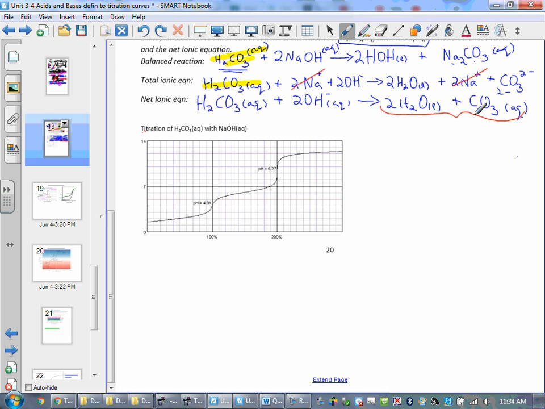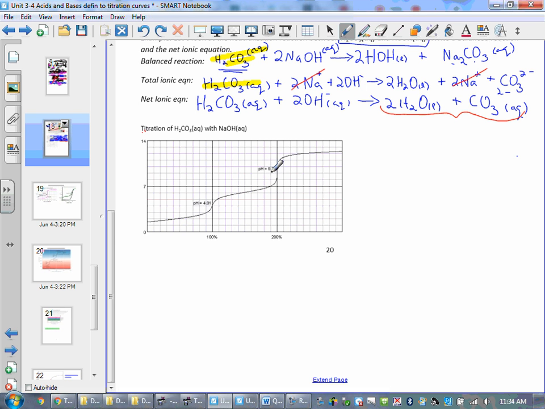Nathan, what do you think? Couldn't tell me. It will be acidic and basic. It'll be basic? Yeah. Why do you think it'll be basic? Because on the graph it ends basic. Perfect. So looking on the graph, we can see that our equivalence point here is pretty basic. Cool.